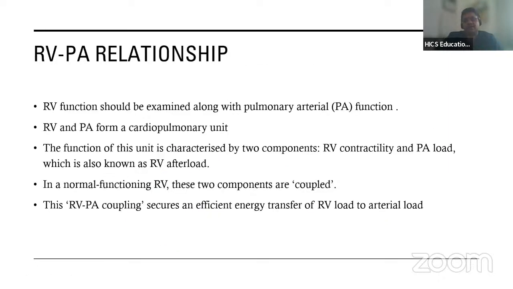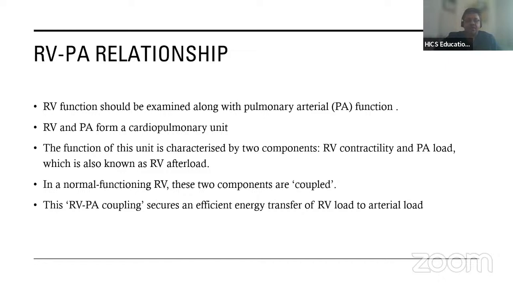We also need to understand the relationship between the right ventricle and the pulmonary artery. The right ventricular function should always be examined along with the pulmonary arterial function, because the right ventricle and the pulmonary arteries form a cardiopulmonary unit. Any obstruction or abnormality in the pulmonary arteries is bound to have a repercussion on the less strong right ventricle. The function of this unit is characterized by two components, that is right ventricular contractility and the load on the PA, which is also called the afterload on the right ventricle.